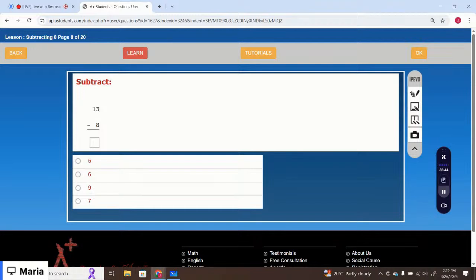13 take away 8 is. 13 take away 8 is 5. Option number 1 is the correct option.